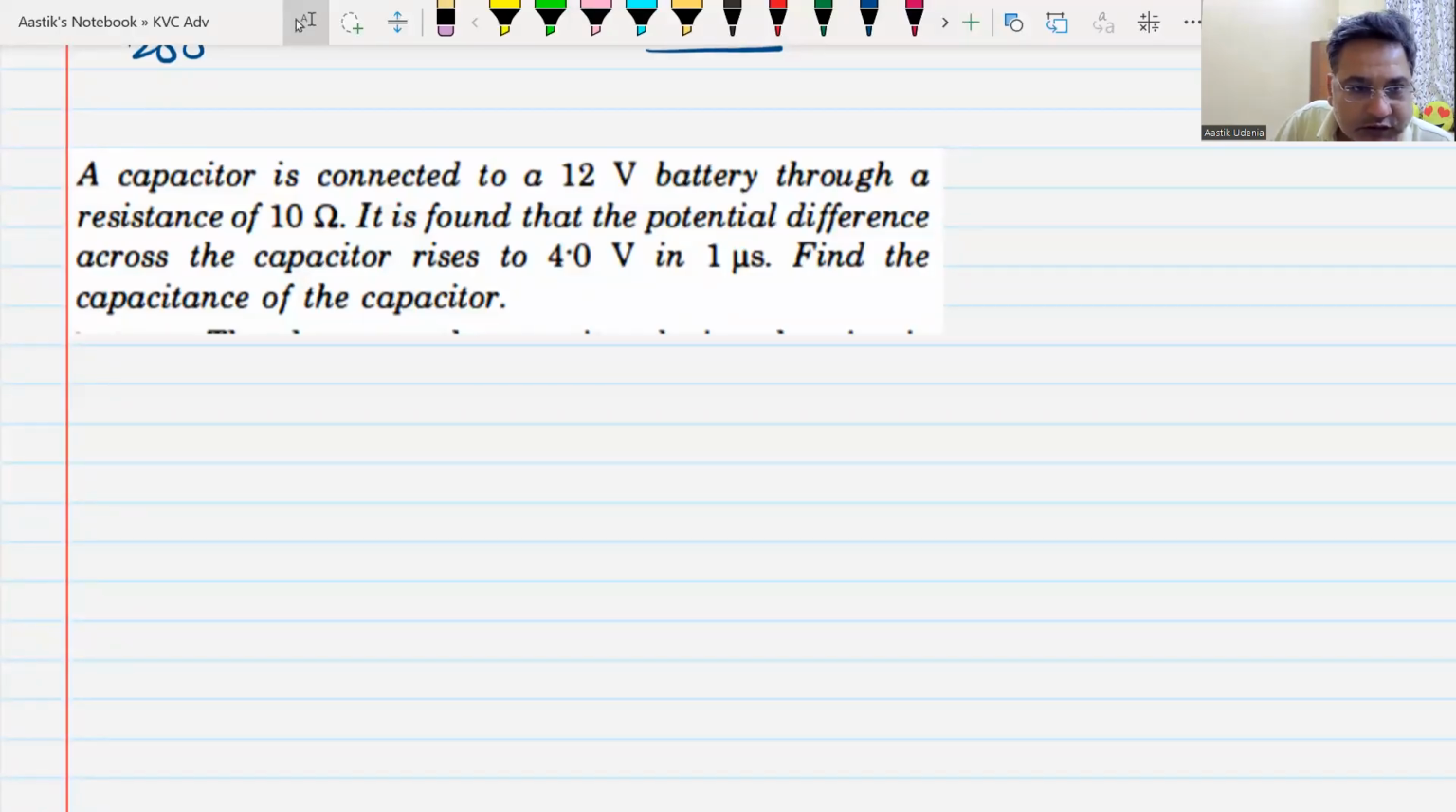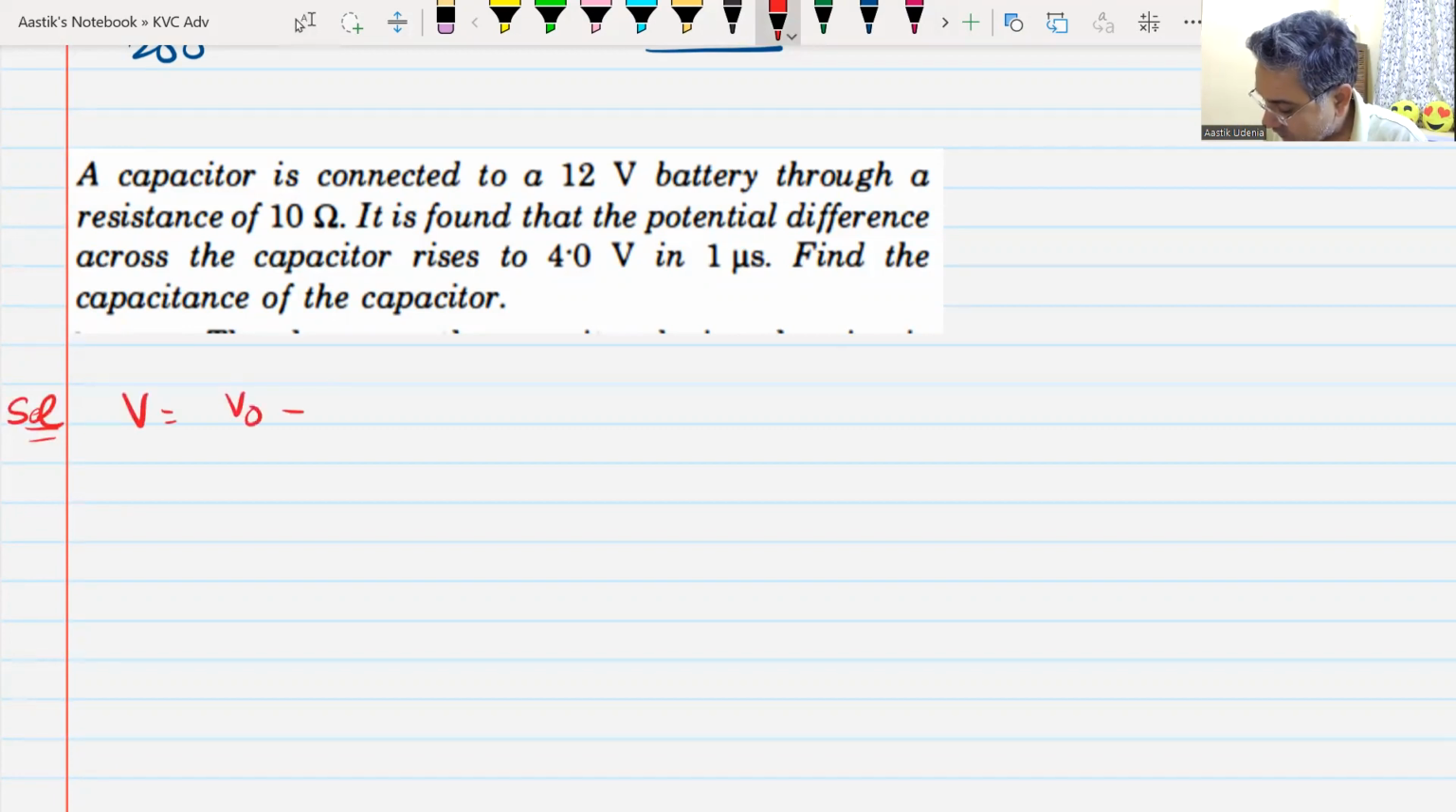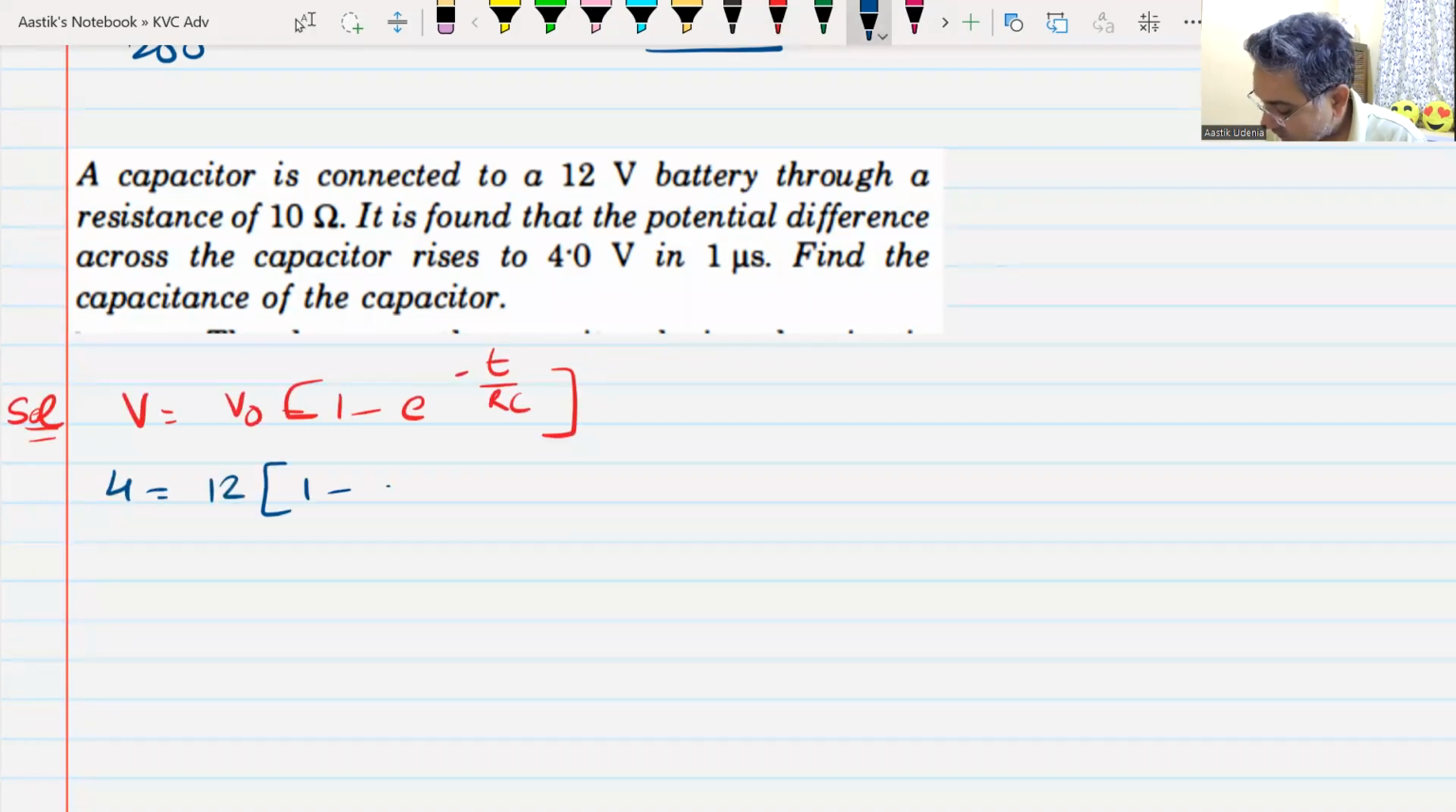ln 3. Sir, so how are we supposed to do this? Is it 10 ln 3? So I will put the formula for the voltage across the capacitor. V is equal to V naught into 1 minus e raised to the power minus t by RC. Voltage is given as 4, that must be equal to the final voltage 12 into 1 minus e raised to the power minus t by RC. So 1 by 3 is equal to 1 minus e raised to the power minus t by RC.